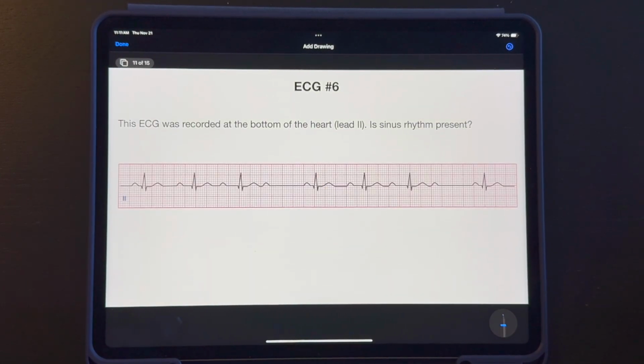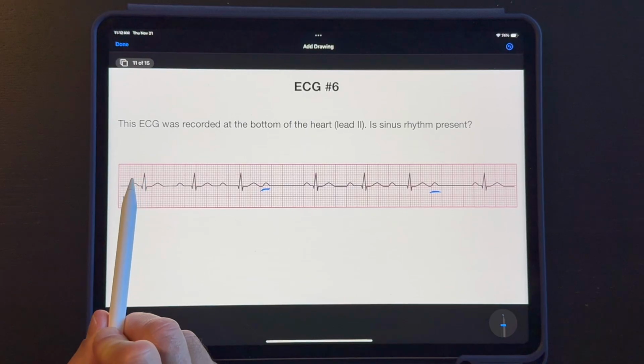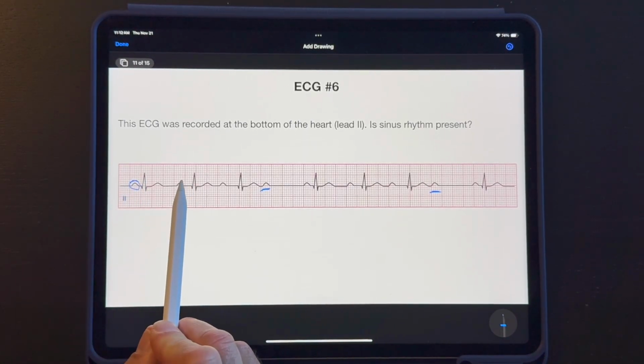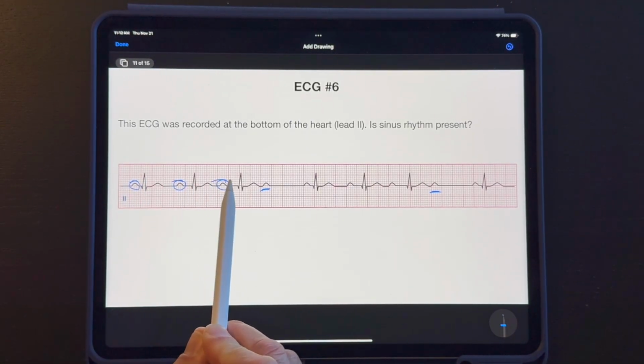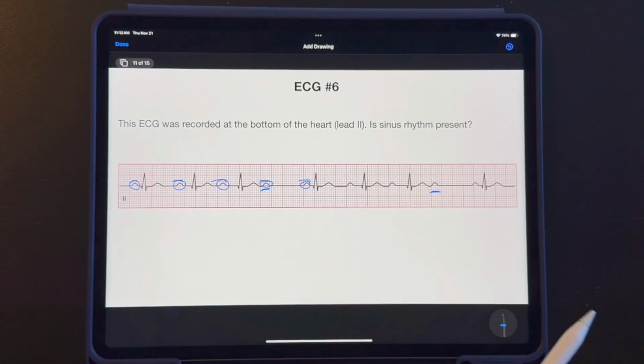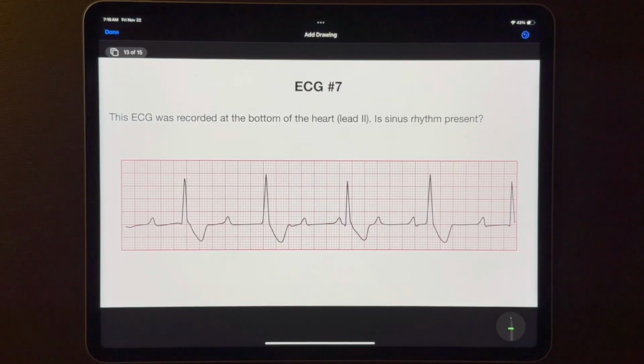ECG number 6 was recorded at the bottom of the heart, lead 2. Is sinus rhythm present? There is marked irregularity of the rhythm, and some of the P waves are not followed by a QRS complex. We can say that some of the P waves are blocked. Nevertheless, there is normal sinus rhythm, again because this is a recording from the bottom of the heart, which is lead 2, showing positive or upright P waves. Remember that sinus rhythm can be present even though the relationship between the P wave and the QRS complex is not constant.